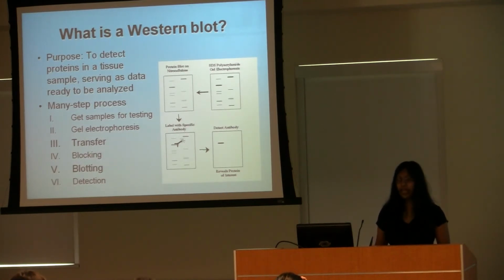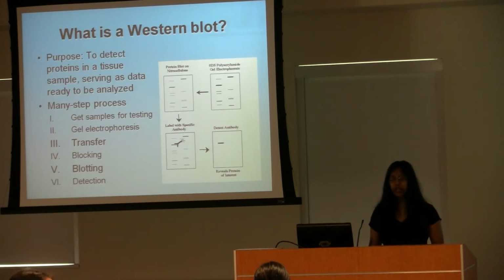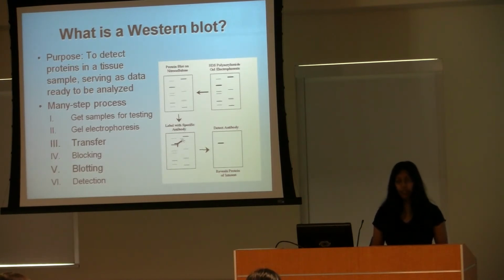Basically, you start by getting the samples for testing. Gel electrophoresis is done by putting an electric field around the gel, and then the proteins travel. Transfer is when the proteins go from the gel to the membrane. Blocking, basically, it just blocks. Well, the membrane was chosen for its ability to bind to proteins. So blocking is done to stop the antibodies from binding to the membrane and to make sure that the Western blot results are clear and reduces what we call noise.